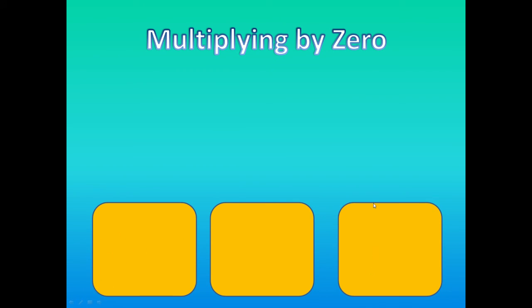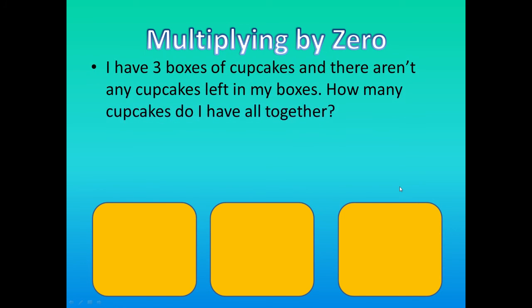Now, some random wrestling person has just eaten the last of the cupcakes. So now I have 3 boxes of cupcakes, and there aren't any cupcakes left in my boxes. So how many cupcakes do I have altogether now? And this is where multiplying by 0 comes in. So 3 times by 0 equals what?